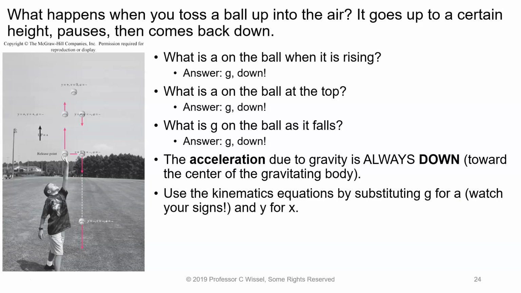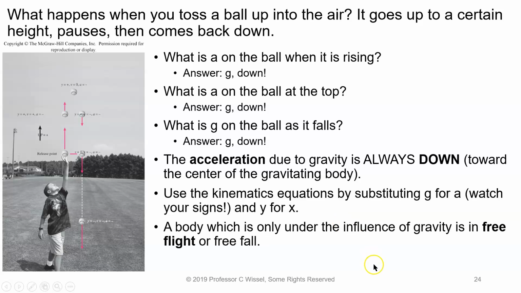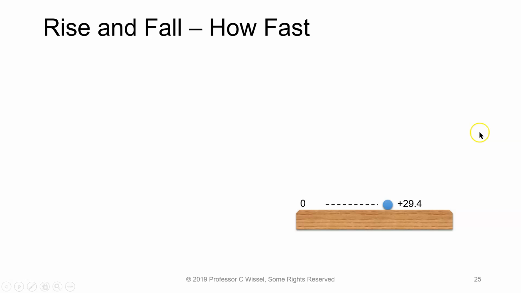You can pick. And you might want to use Y instead of X to make it a little easier, but you don't have to. There's no reason you can't make this X. You can do it any way you want. Now, a body which is only under the influence of gravity, and that's what it usually is in this class, is in free flight or free fall. So rise and fall, how fast?